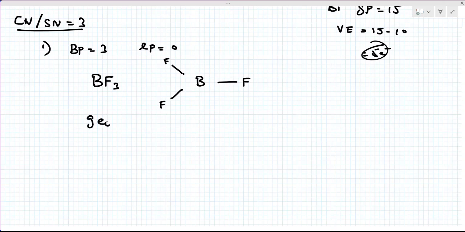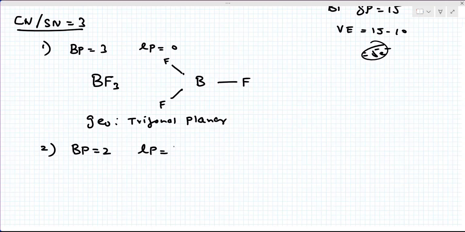Therefore, what is the geometry? Trigonal planar. You got the point. What about the shape? There is no separate shape because boron does not have a lone pair. Okay, second case: bond pair is 2 and lone pair is equal to 1.